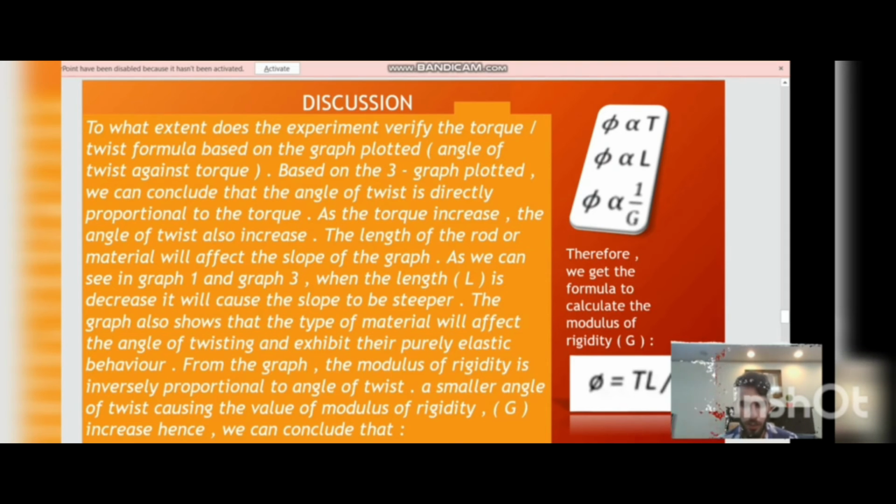Hence, we can calculate by using this formula. The angle of twist is directly proportional to the torque. The angle of twist is proportional to the length, and the angle of twist is inversely proportional to the modulus of rigidity. So therefore, we got a formula to calculate the modulus of rigidity G, where the angle of twist equals TL over JG.